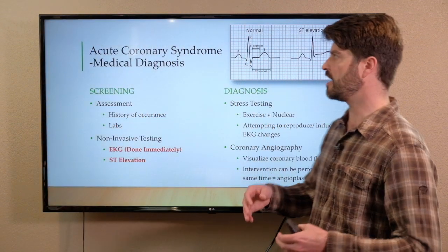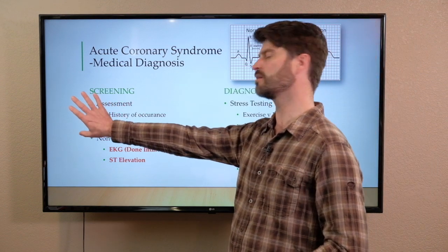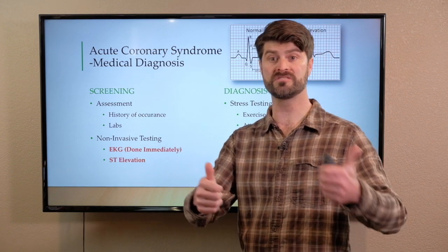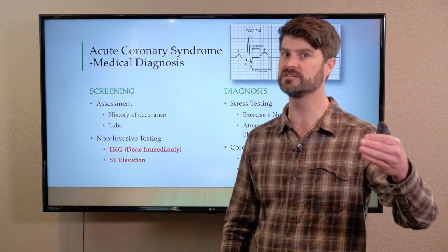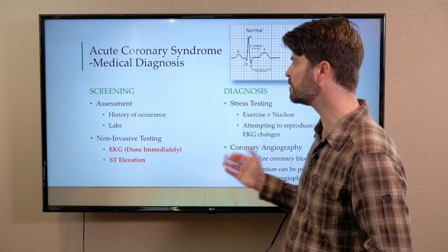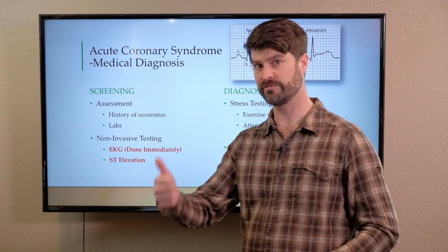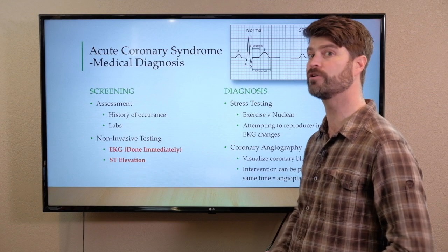So for our medical diagnosis, here's the things we're looking at. First and foremost, screening. We want to know all about the history of that occurrence. Is it acute? Is it subacute? Was there any intermittent claudication, or has it been persistent chest pain for the last 30 minutes or so? And then what does their lab data look like? Troponin levels and their metabolic panel. Those are things we want to see very, very quickly.